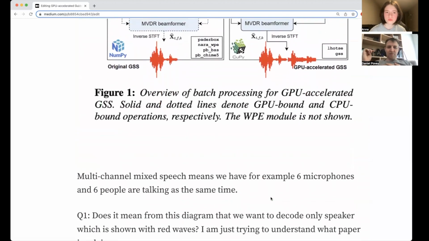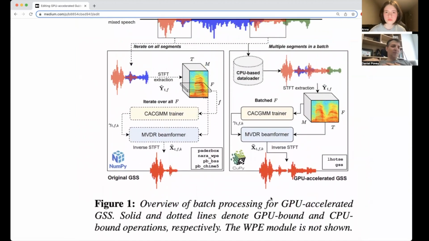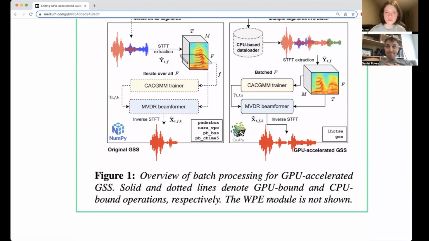Batch processing for GPU accelerated GSS. Okay. So normally when people do these signal processing algorithms like MVDR, or I think GSS is something related. Oh, it's guided source separation, but it uses MVDR. People often use these slow MATLAB implementations that people at University of Heidelberg or whatever have created, because these algorithms are a bit tricky, and people have created these implementations, but they tend to be slow.